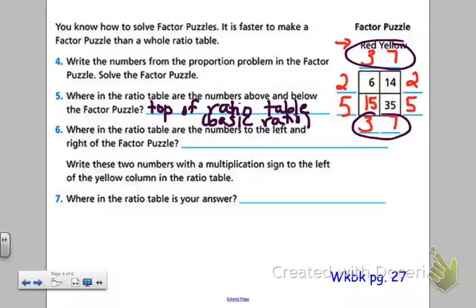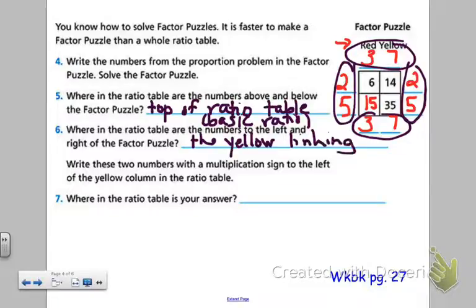Where in the ratio table are the numbers to the left and the right of the factor puzzle? So now we're talking about the 2 and 5. Well, the 2 and 5, you actually see them in basically the yellow linking multiplication column, linking unit column. And then it says write these two numbers with a multiplication sign to the left of the yellow column in the ratio table, and we'll do that in just a second.